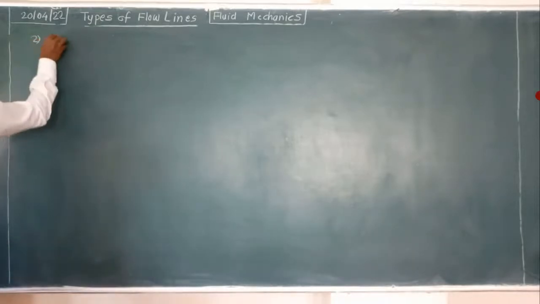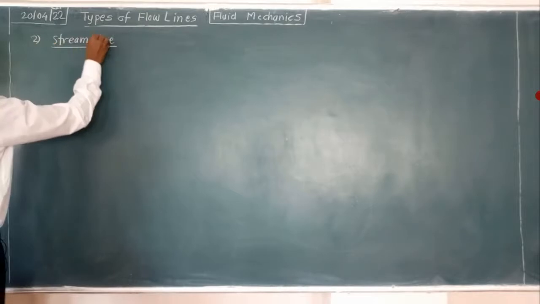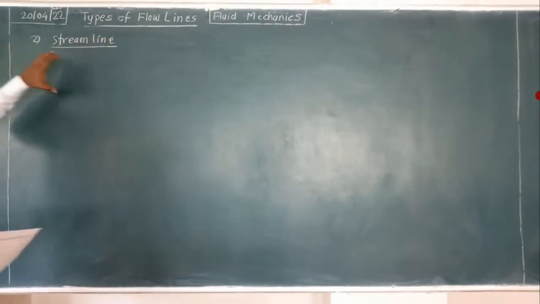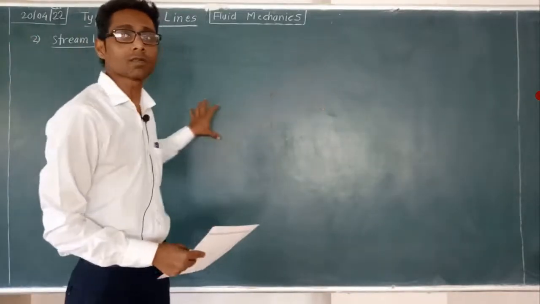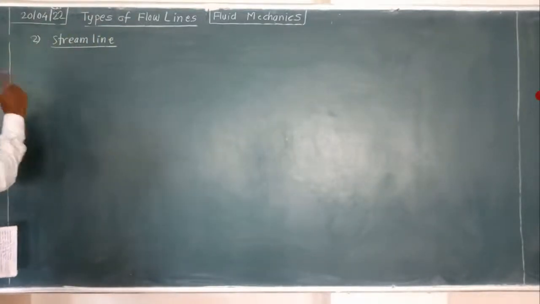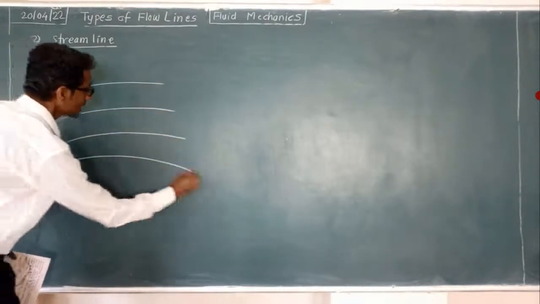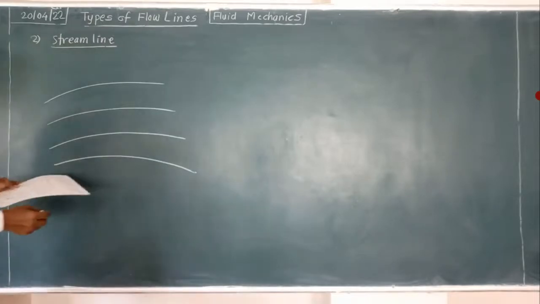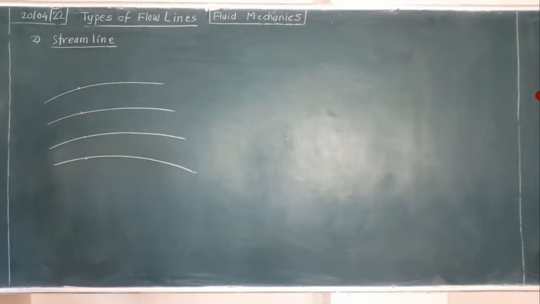The second type of line is the streamline. In the word itself we see "stream". Stream means a particular region, a stream of water, a current of water which is flowing. So it is actually an imaginary line. Okay, how will it be shown? See, suppose these are the lines. Then the lines which are drawn will have some points.